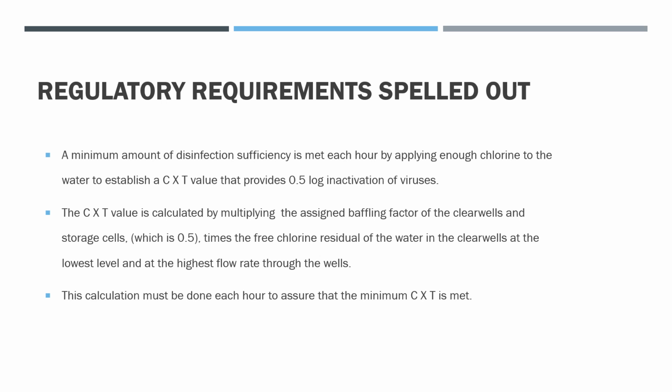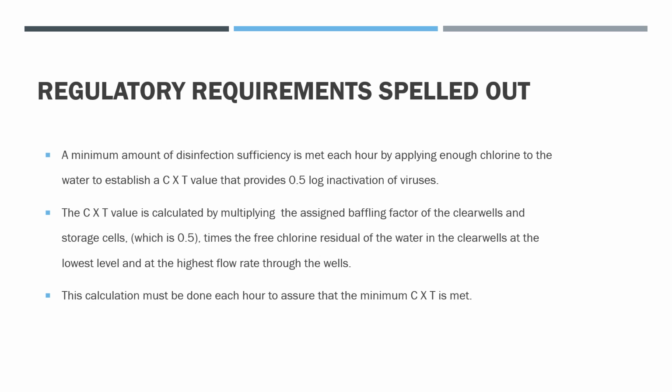When we spell out the regulatory requirements for disinfection, we see that a minimum amount of disinfection sufficiency has to be met each hour by applying enough chlorine to the water to establish what we call a CT value that provides 1/2 log inactivation of viruses. This is after filtration, of course. The CT value, or the concentration of the chemical times the time that it's in contact with the water, has to be multiplied by an assigned baffling factor of the clear wells and storage cells, which for the Aquarius plant is 0.5. In other words, EPA is saying, whatever volume of water you have in there, we're going to give you half of it as credit, which is pretty good, by the way, half a credit.